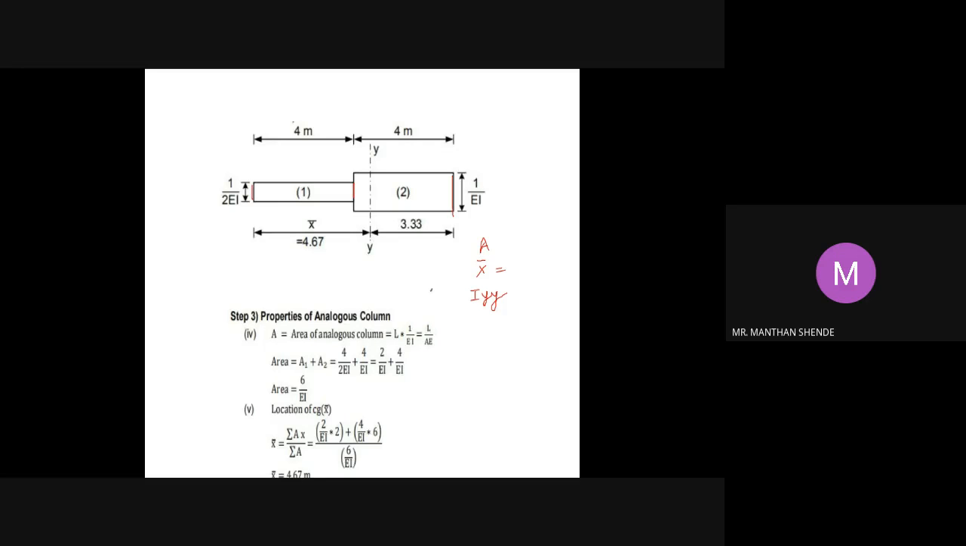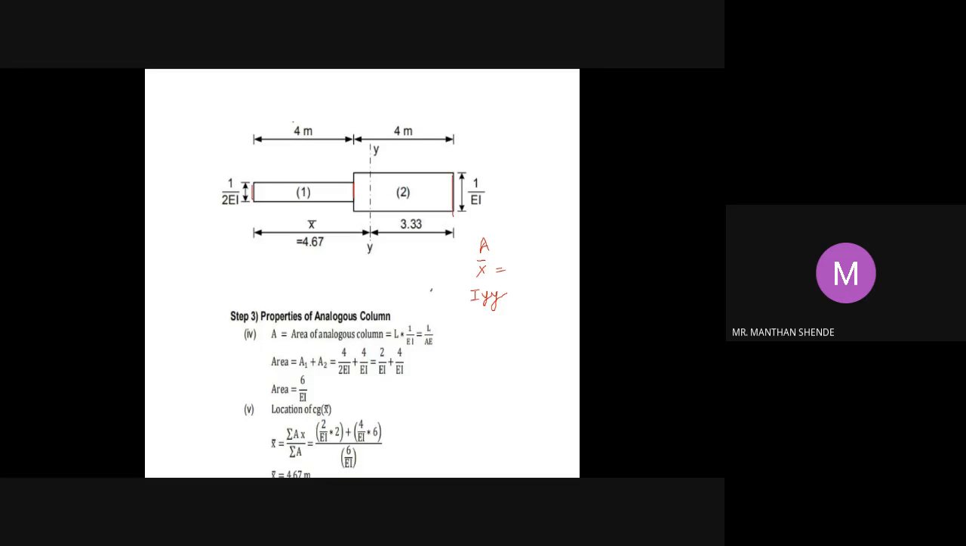For that, the area of the analogous column section is always L into 1 by EI. This is a rectangle section, and the area of a rectangle section is base into height. The base is 4 meters and the height is 1 by EI. So L into 1 by EI will be the area of the analogous column section.